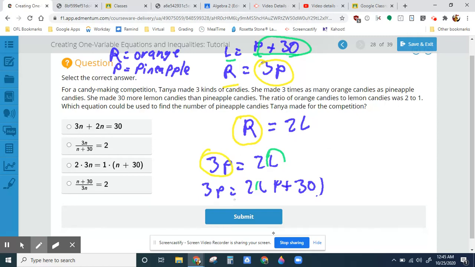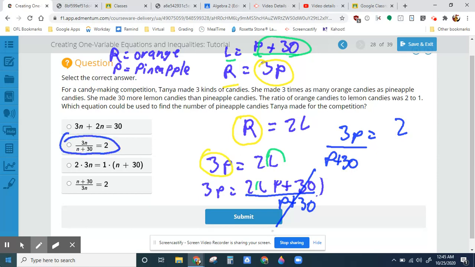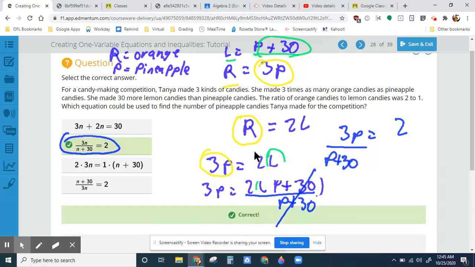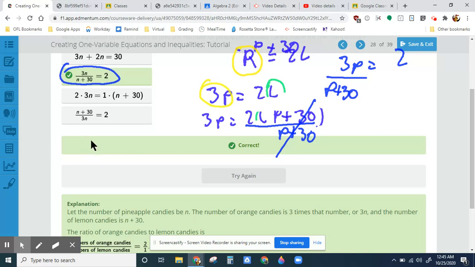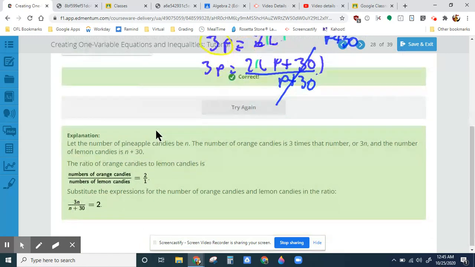So let's say I wanted to get rid of this. So what I'm going to do is I'm going to divide everything by p over 30. That cancels this out. So I'm left with 3p equals 3p over p plus 30 because I divide both sides. And I get this 2. So I'm looking at this one right here. I'm pretty sure that's the one we need to start solving this. So I'm going to click this one. Yep. And all we need to do is figure out from there what we have to do.